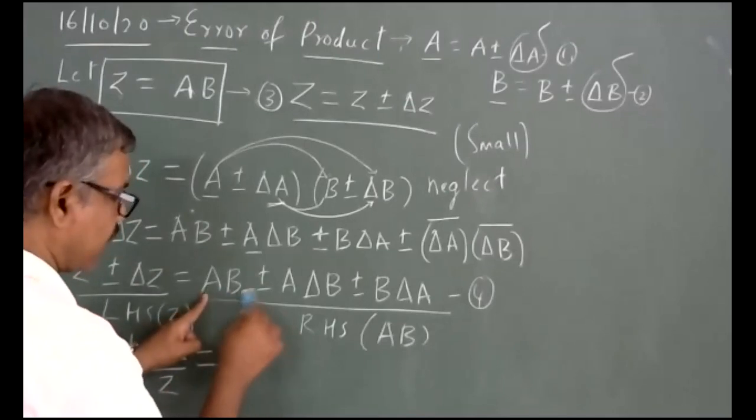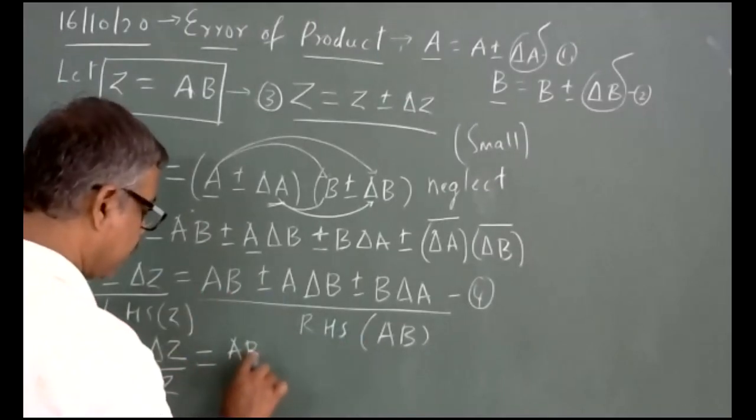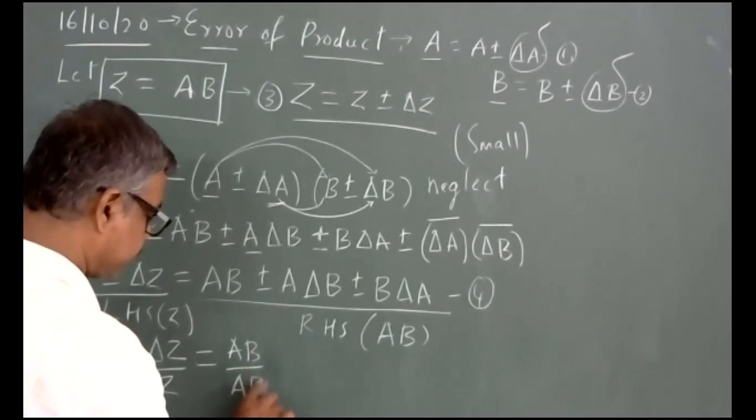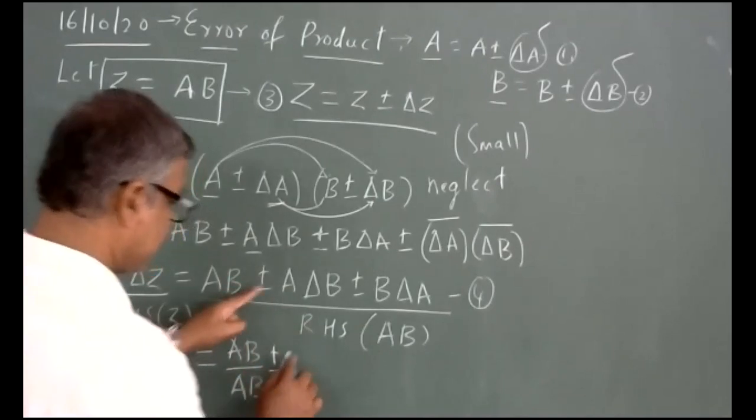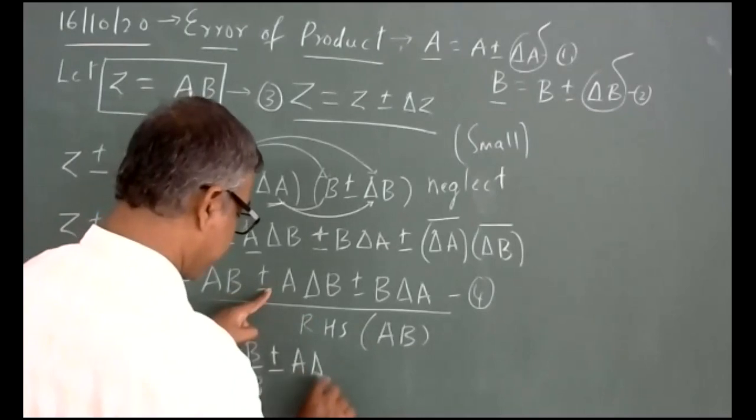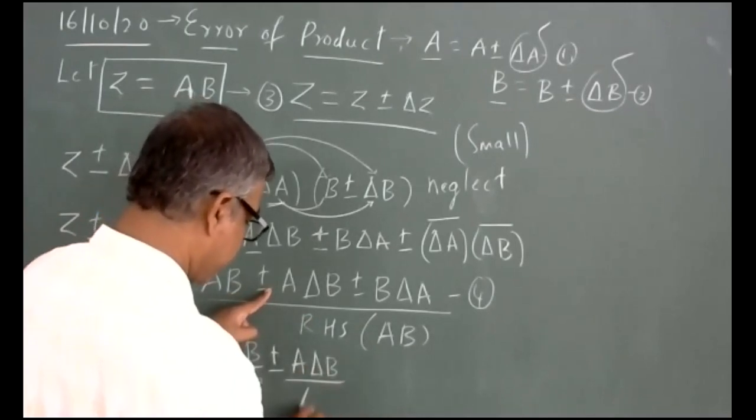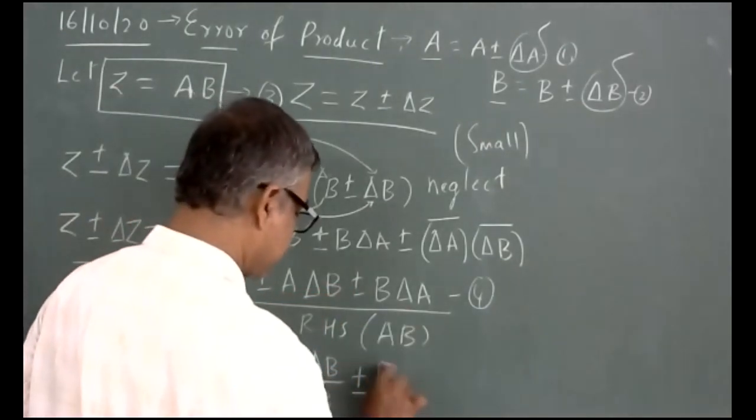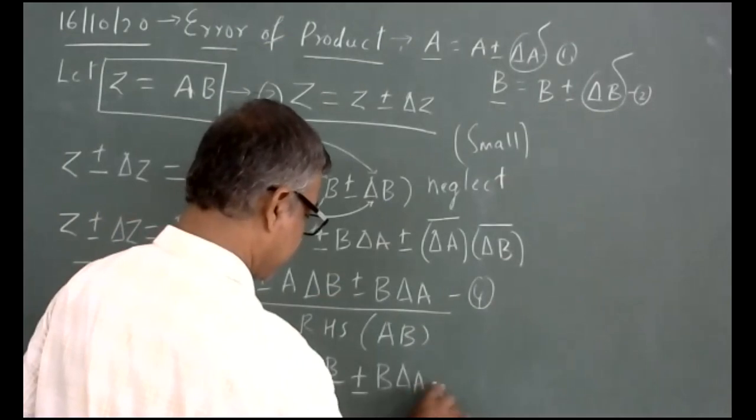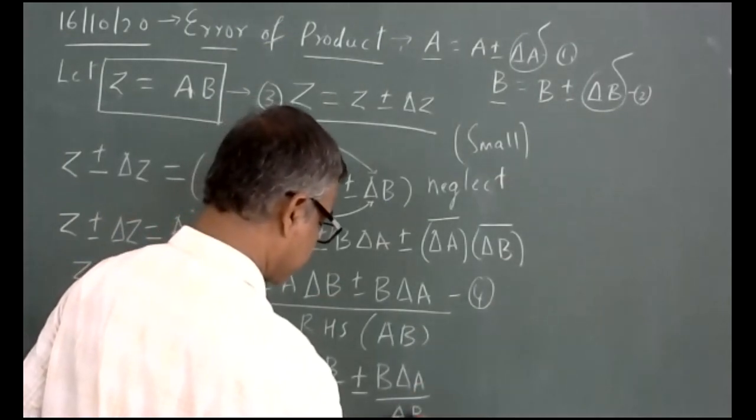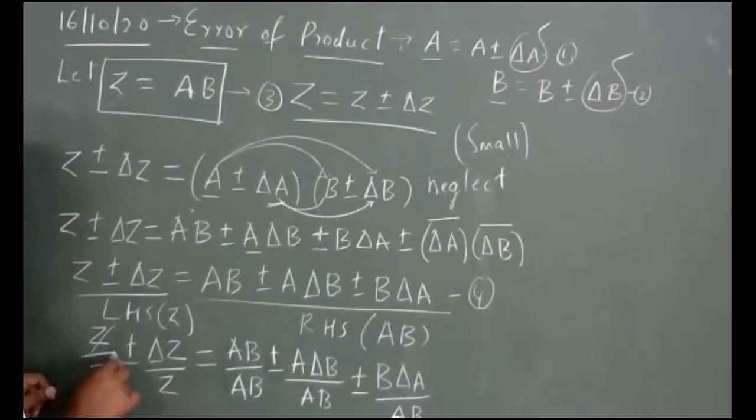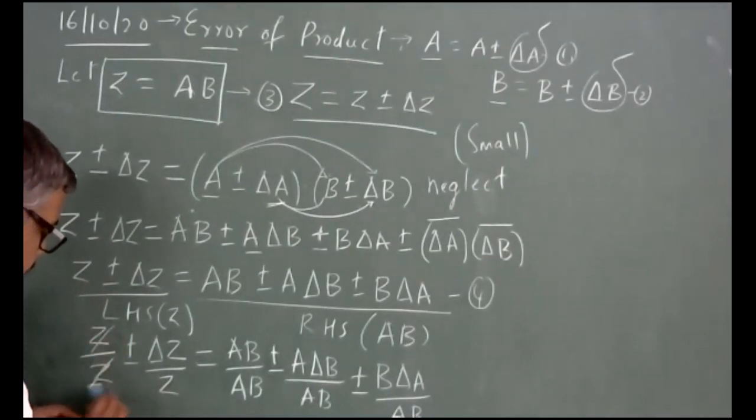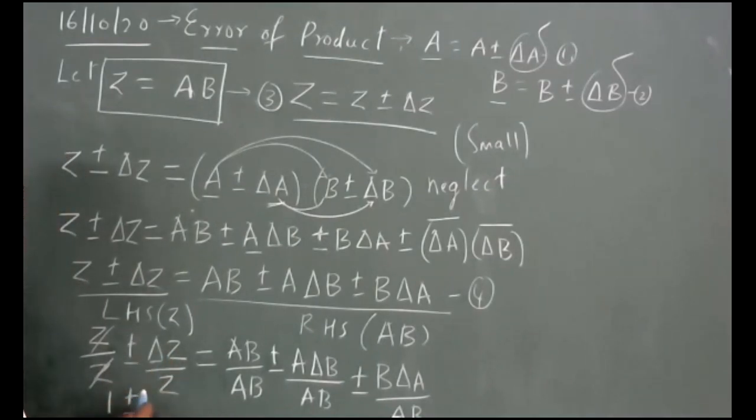Now the right hand side is AB upon AB. I write AB divided by AB. Now plus or minus A delta B divided by AB. Then plus or minus B times delta A divided by AB. Yes. When you look at this, it gives you 1. I can write it, it looks like 1. It becomes 1 plus or minus, as it is, delta Z by Z.